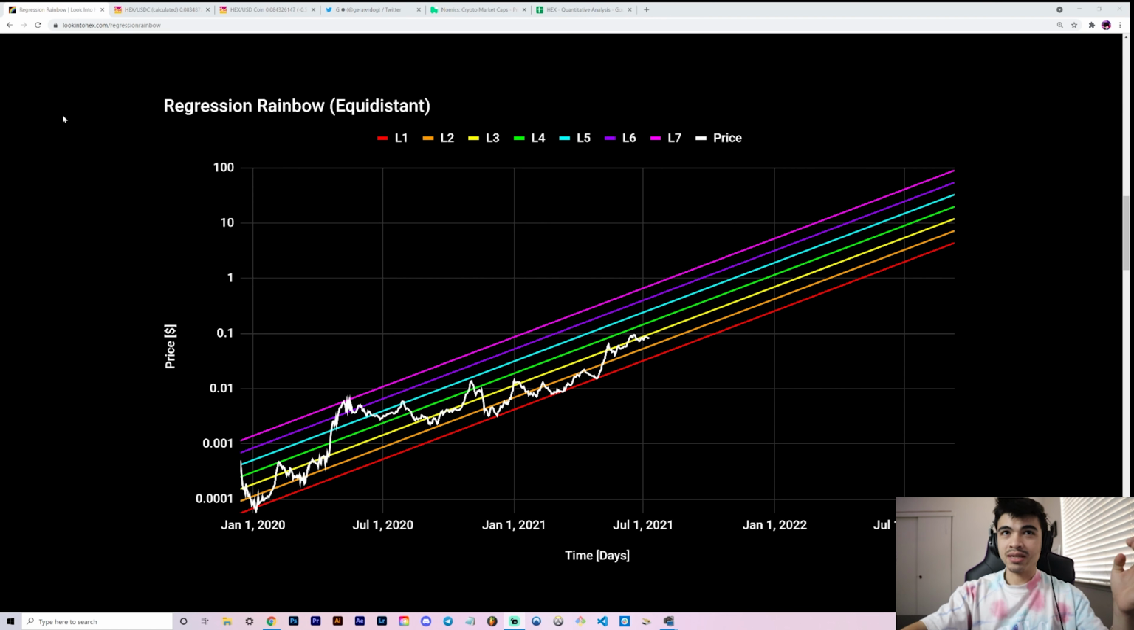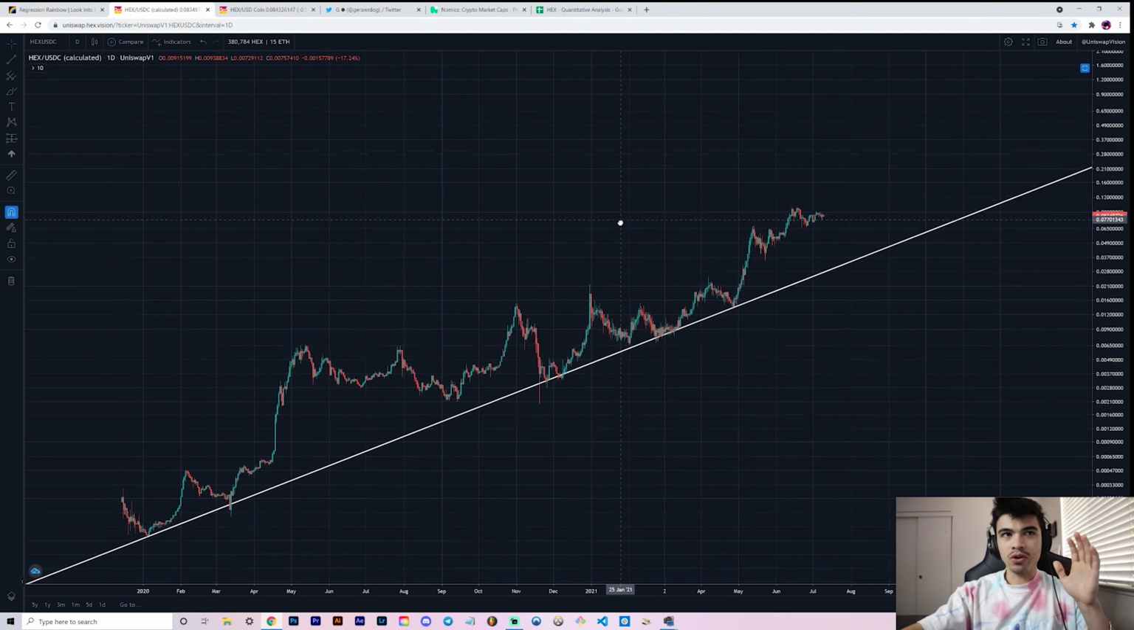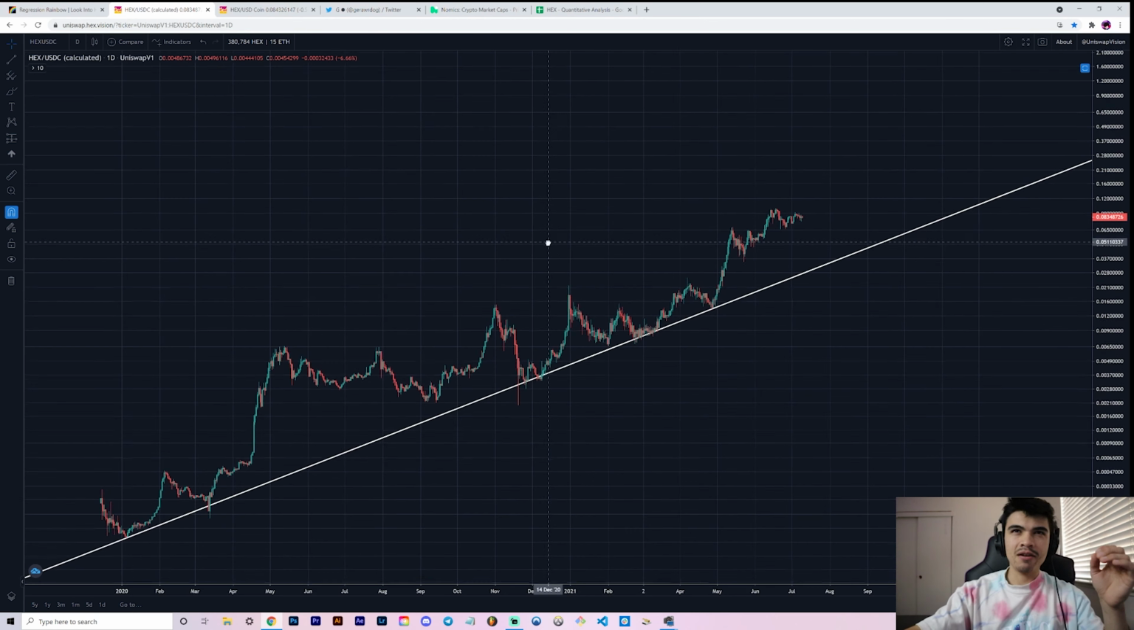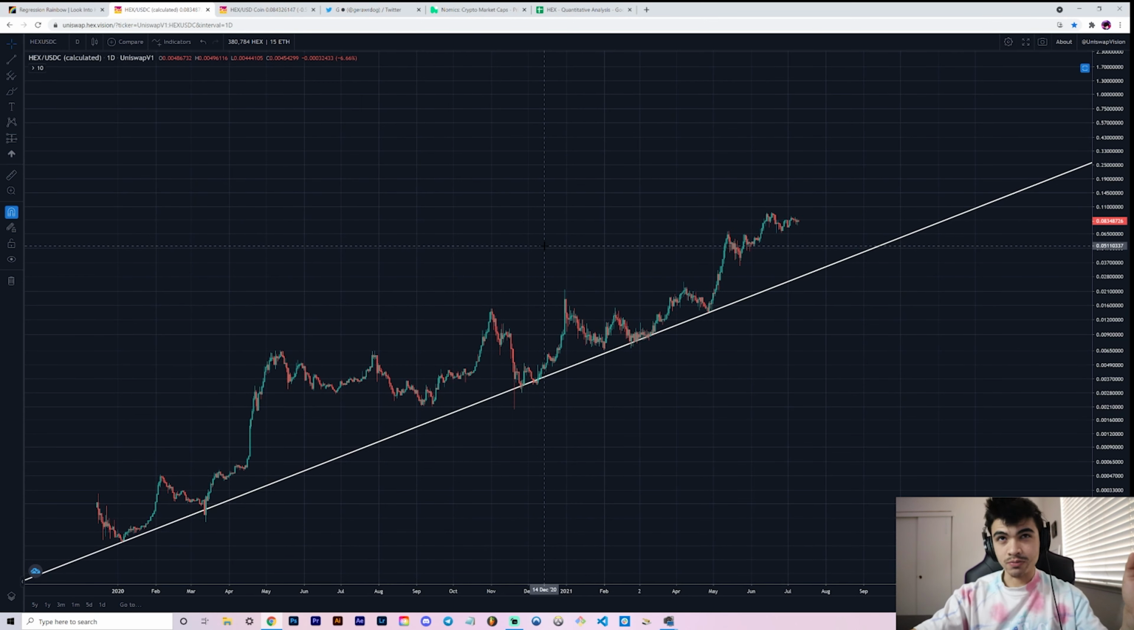Let's talk about these regression rainbow models. For those of you who are new, just a real quick overview, hopefully less than a minute. If you're familiar with how we derive these models, just go ahead and skip this, but this is for those of you who are new.